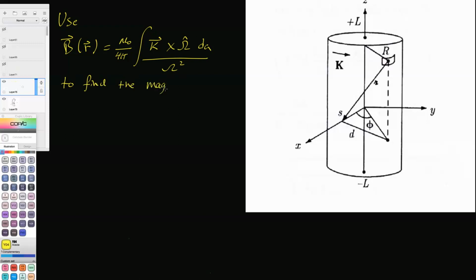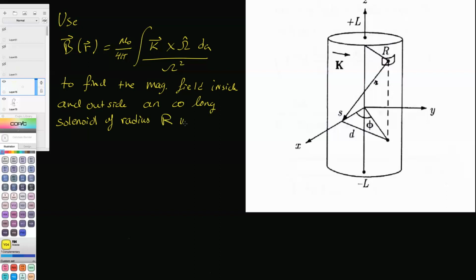the magnetic field inside and outside an infinitely long solenoid of radius r, okay, with n turns per unit length, carrying a steady current I.